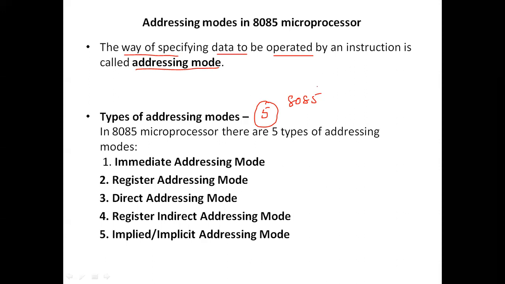But when we talk regarding the 8086 microprocessor, we are going to have 12 different types of addressing modes. So based on the microprocessor, the addressing modes and the instruction sets are going to be differentiated. We can't make use of one instruction set on another microprocessor. I mean to say, we can't make use of the 8085 instruction set on the 8086 microprocessor.